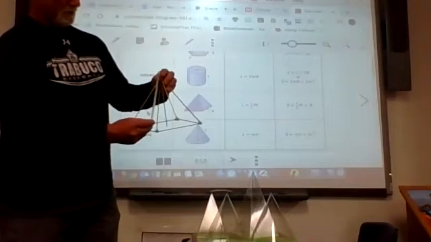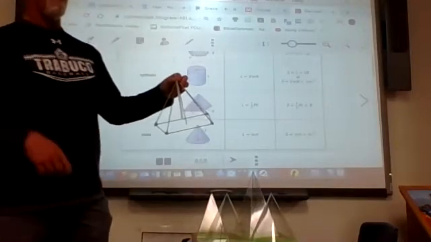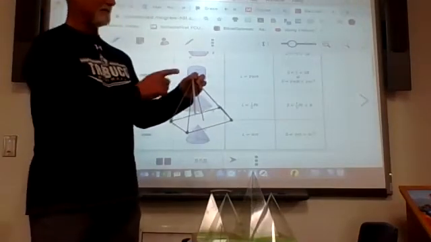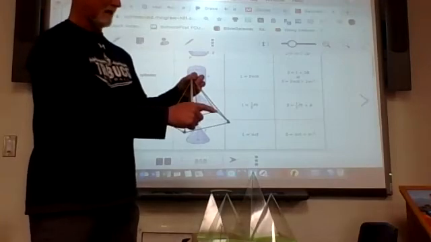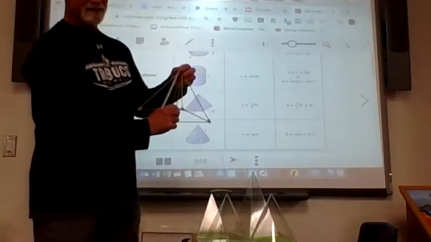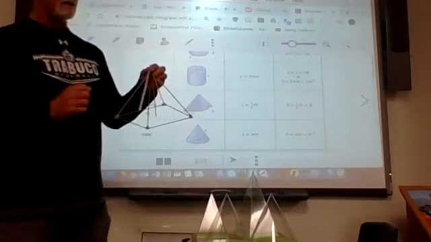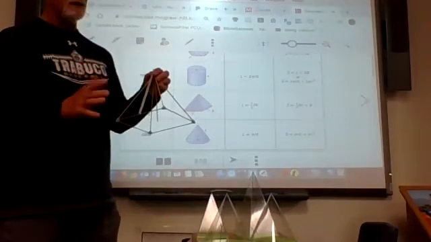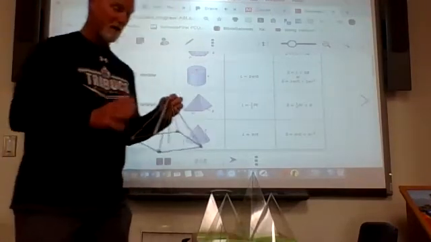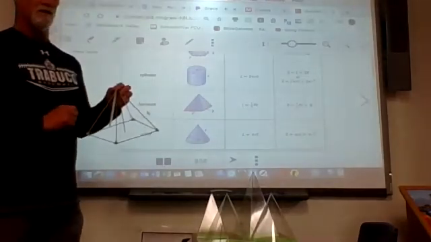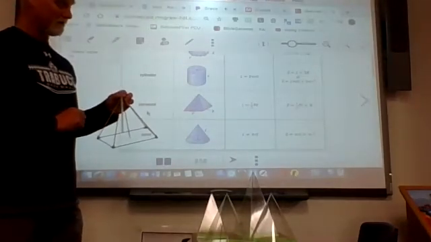So you have to make sure you're careful about reading and noticing, do they say slant height? Do they say lateral edge? Do they say height? So there are 3 different lengths that seem to be fairly close, but you have to be very careful about distinguishing which one they're giving you. So be careful about that.